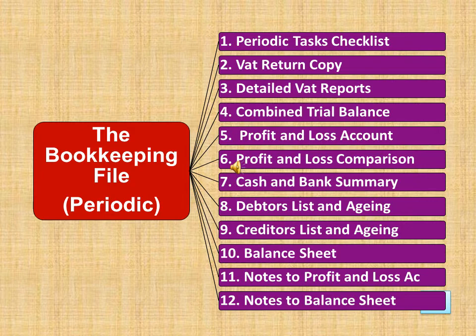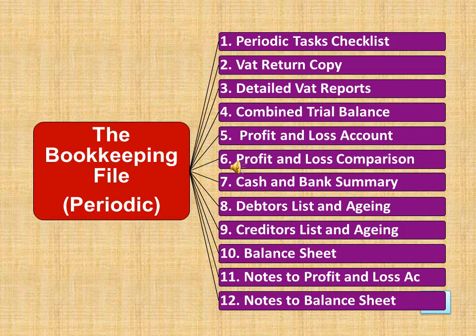1. The periodic tasks checklist. 2. VAT return copy. 3. Detailed VAT reports. 4. Combined trial balance. 5. Profit and loss account. 6. Profit and loss comparison. 7. Cash and bank summary.